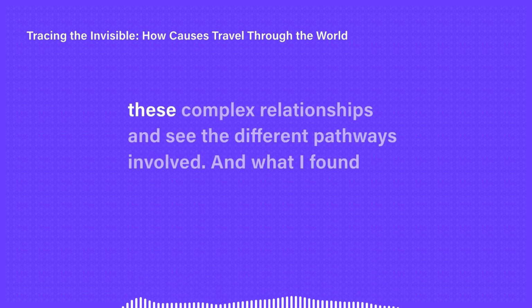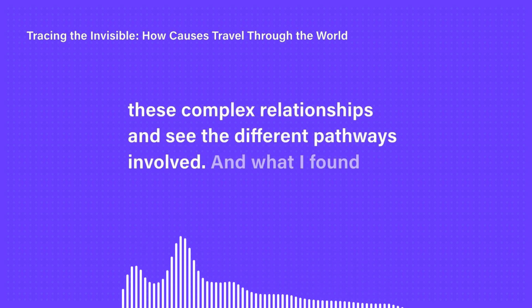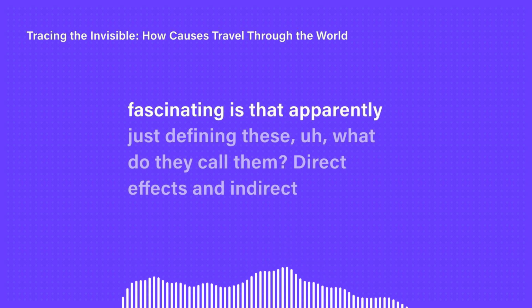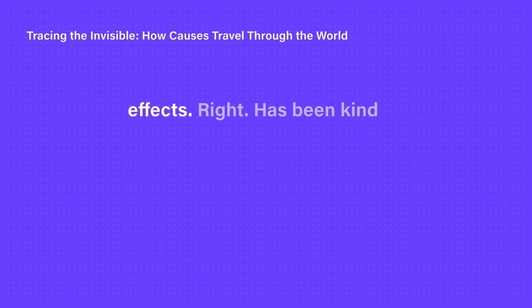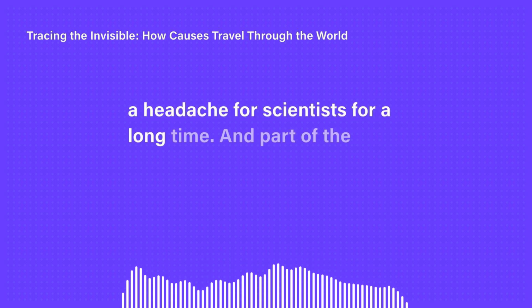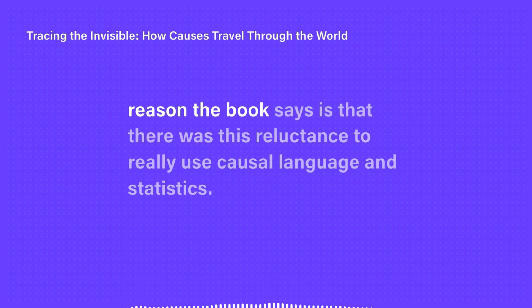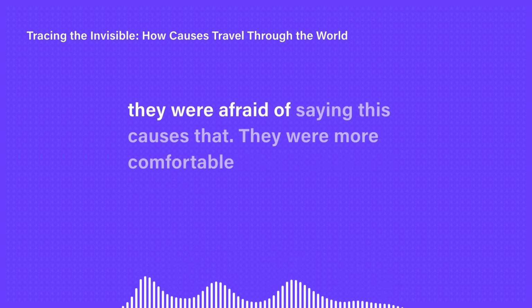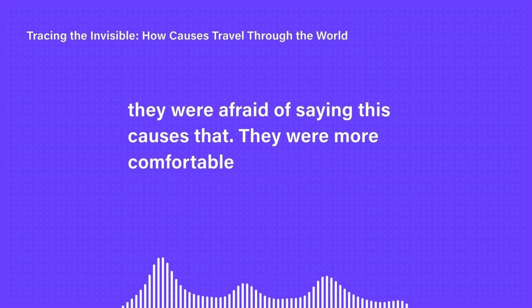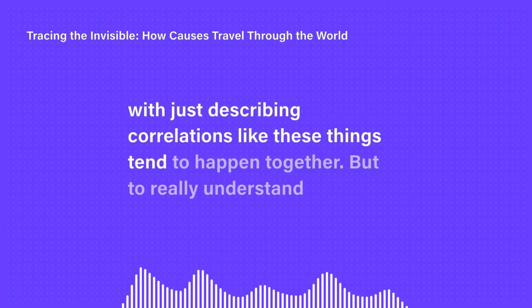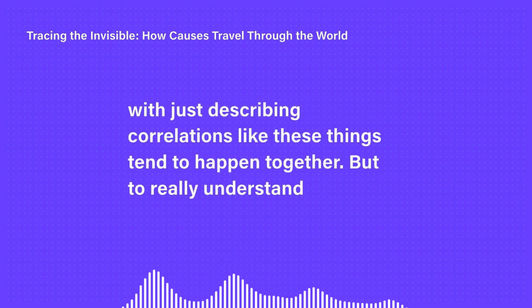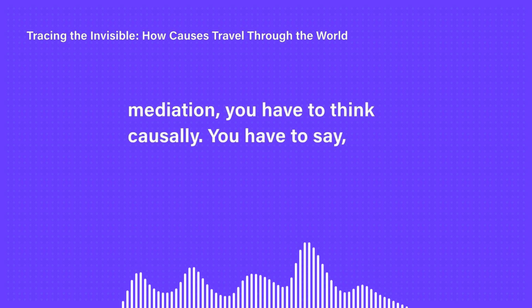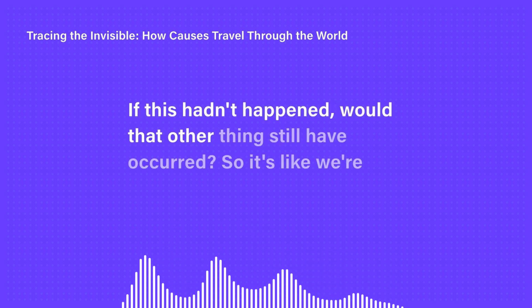It lets us unpack these complex relationships and see the different pathways involved. And what I found fascinating is that apparently just defining these, what do they call them, direct effects and indirect effects, right, has been kind of a headache for scientists for a long time. And part of the reason, the book says, is that there was this reluctance to really use causal language in statistics. Yeah, it's almost like they were afraid of saying this causes that. They were more comfortable with just describing correlations, like these things tend to happen together. But to really understand mediation, you have to think causally. You have to say, if this hadn't happened, would that other thing still have occurred?